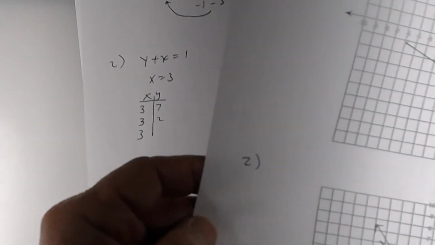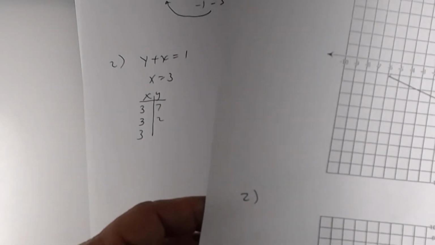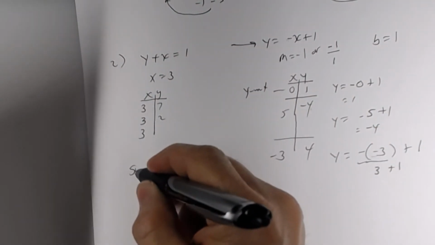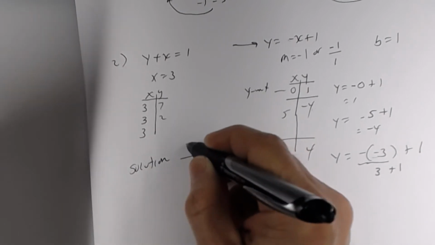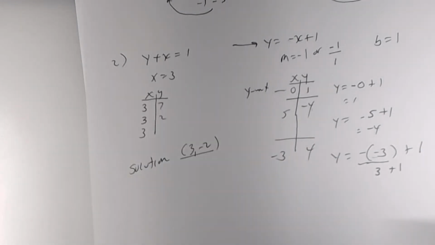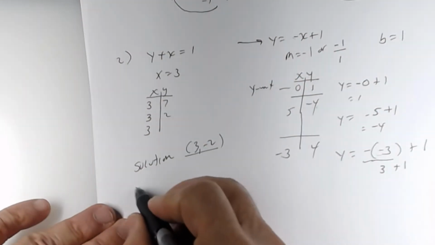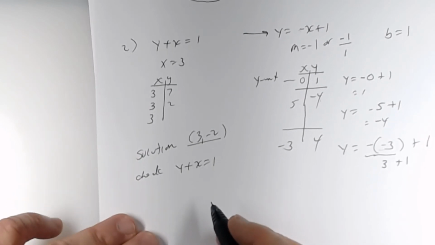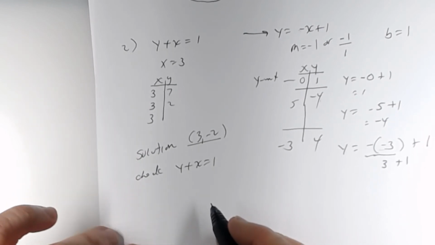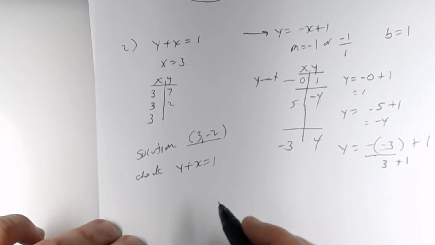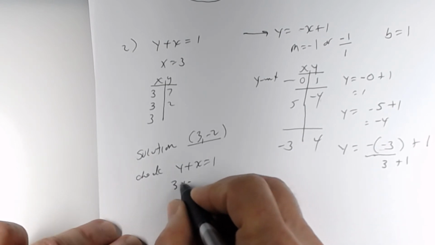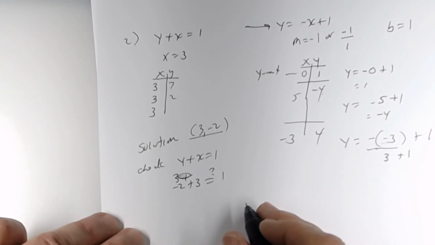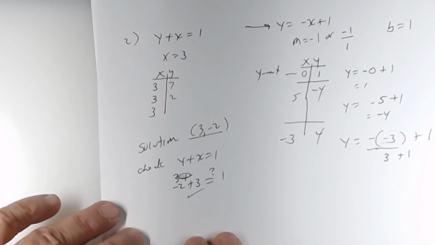Y equals 5 is what kind of line? Horizontal. All right, so my solution is 3, -2. So let's check it. We go back to the original. So let's check the first equation. Y plus x equals 1. And where we see the variable x, I substitute 3. Where we see the variable y, I substitute -2. So is 3 plus, I'm sorry, wrong one. Is -2 plus 3 equal to 1? Yes.